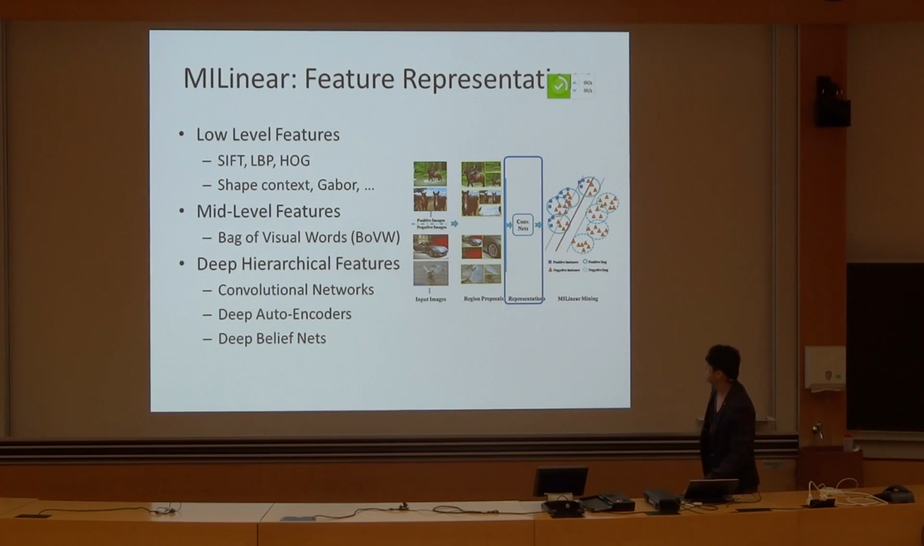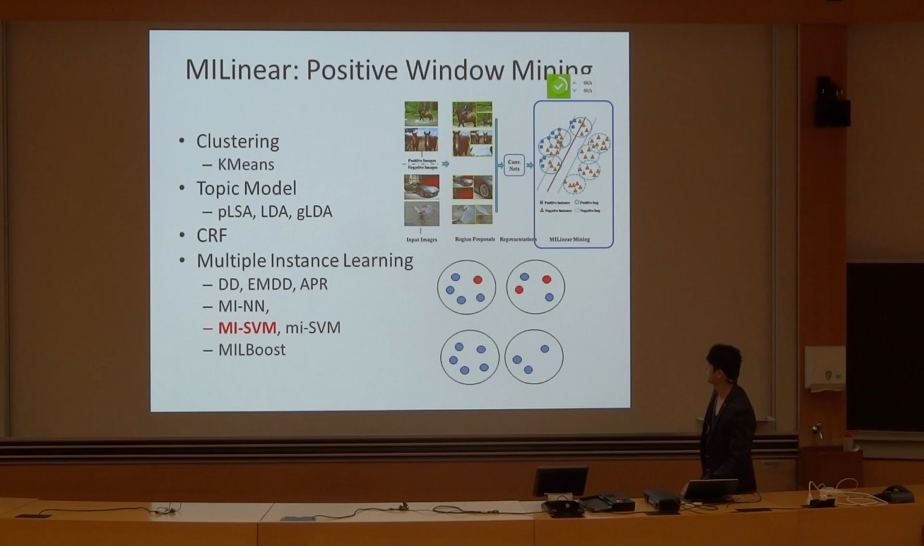After generating the regions, the next step is to represent them. The region representation we use here is of course the standard one. In computer vision, there are a lot of feature representations you can use, such as low-level features, mid-level features, and in recent years the CNN. This is all the same as the R-CNN. The third step is to find the positive windows, which we call positive window mining.